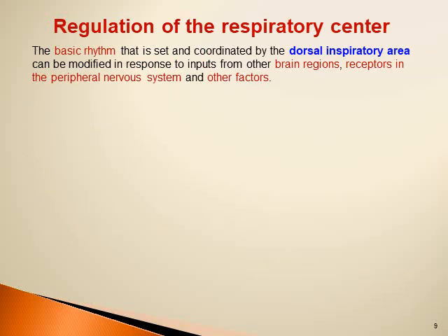Now, what are the factors that regulate the respiratory center? The three different areas are located in the medulla oblongata and the pons. The basic rhythm that is set and coordinated by the dorsal inspiratory area can be modified in response to inputs from different regions, like from brain regions, receptors in the peripheral nervous system, as well as other factors.